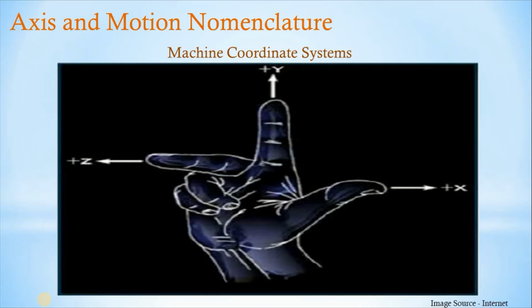It is based on the right hand thumb rule. The direction of each finger represents the positive direction of motion. So you can see the three fingers: thumb, index finger and middle finger. The axis of the main spindle is always Z and the positive direction is into the spindle.